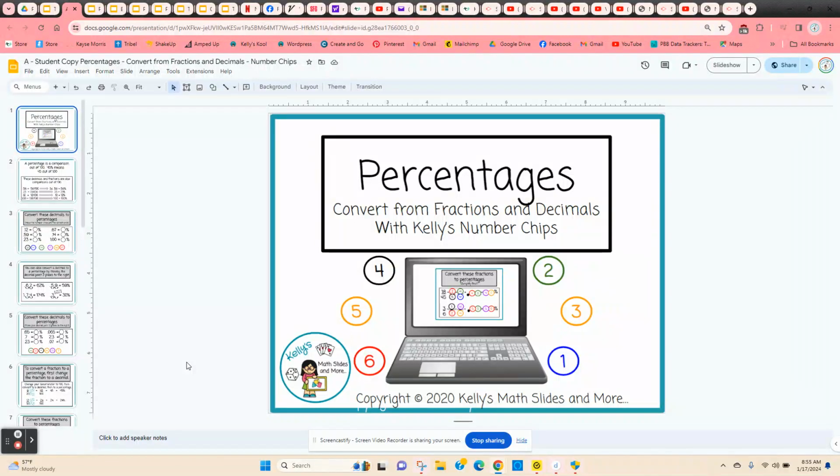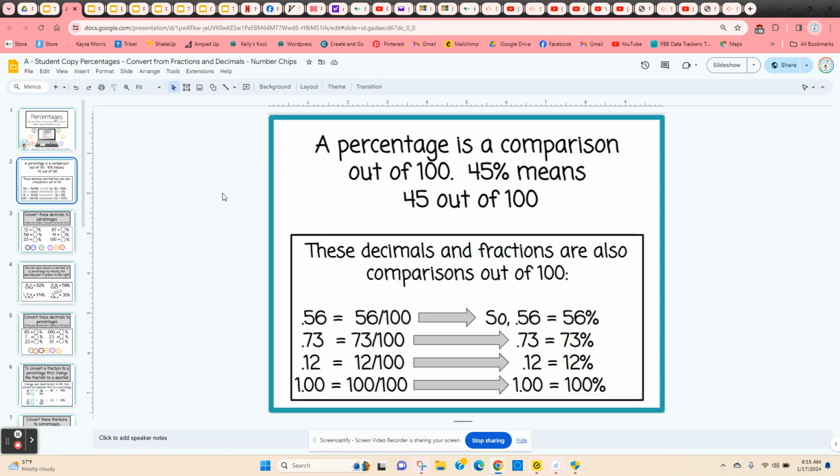Percentages converting from fractions and decimals with number chips. This is a digital lesson. It's a lot of fun for the students. They're going to be moving these number chips into place in order to solve each one of these problems. So it starts out with explaining what a percentage is. It's a comparison out of 100. So 45% means 45 out of 100.